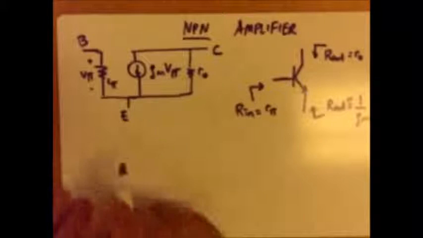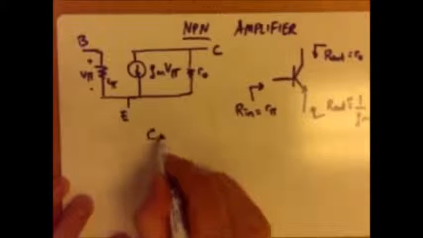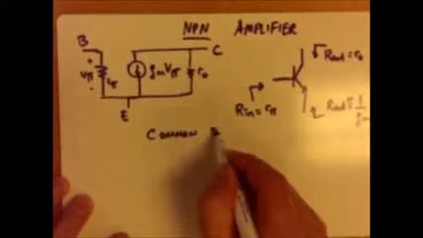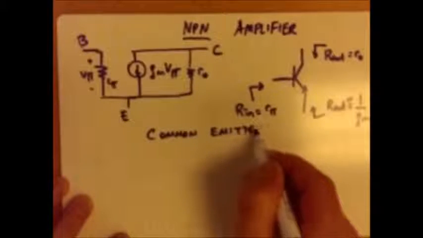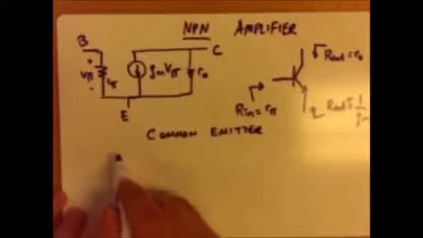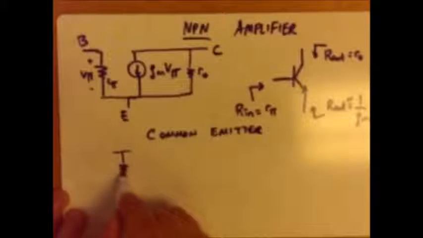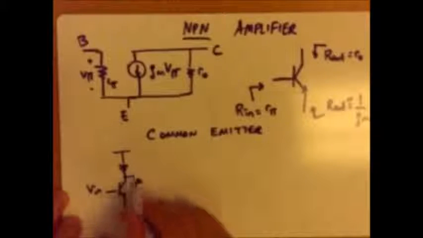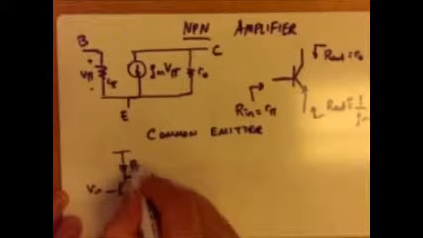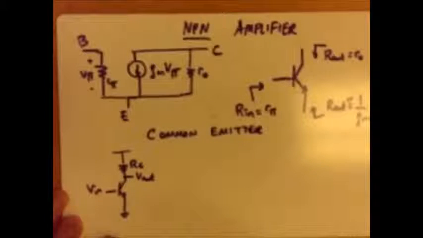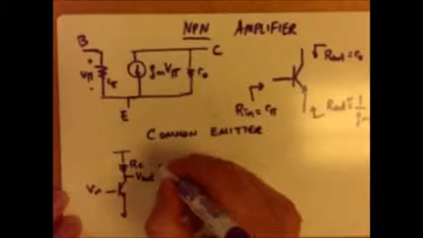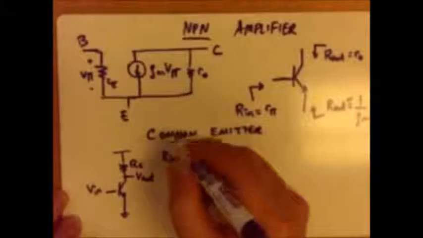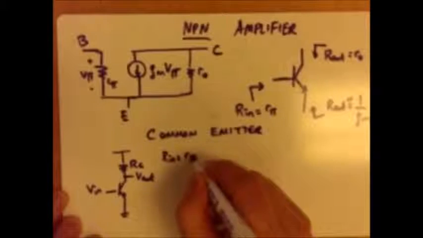Now we're going to look at two common emitter configurations. One is the regular common emitter where your input is at the Vin, your output is at the collector. You have a resistor here. So we talked about the Rin is the same as r pi.